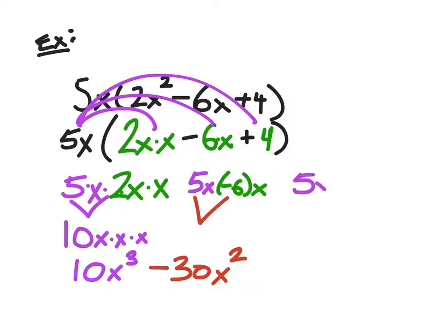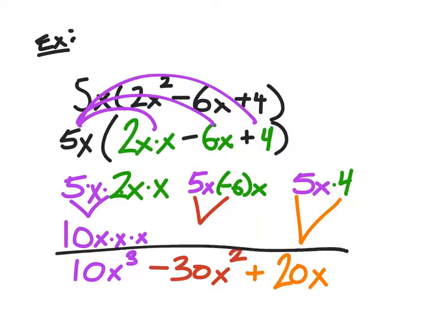So again, I would be looking at that as 5 times x times 4. And again, 5 times 4 is 20, which is positive, so I'm going to show that as plus. And then, of course, we just got that x. There was only one x, so technically there is an exponent of 1 there. We're not worried about that right now. Just put the x. And that would be fully simplified.